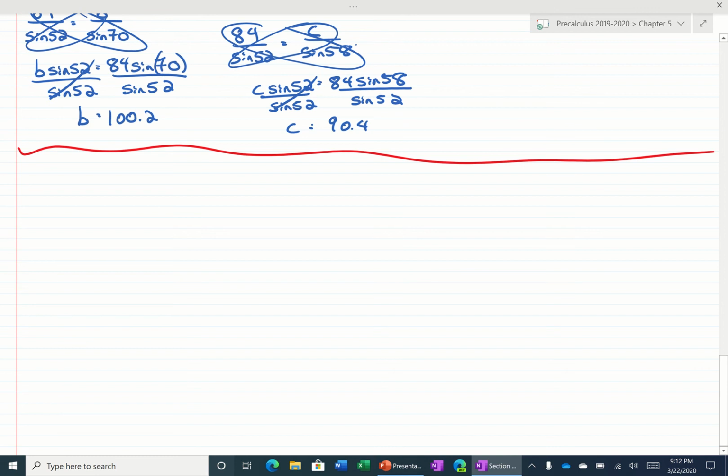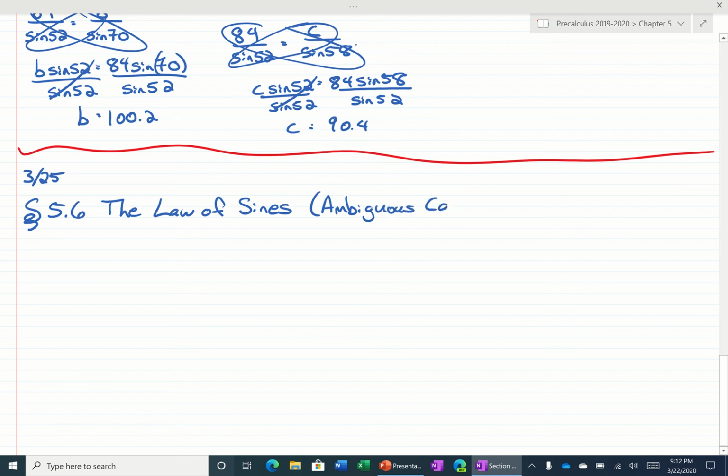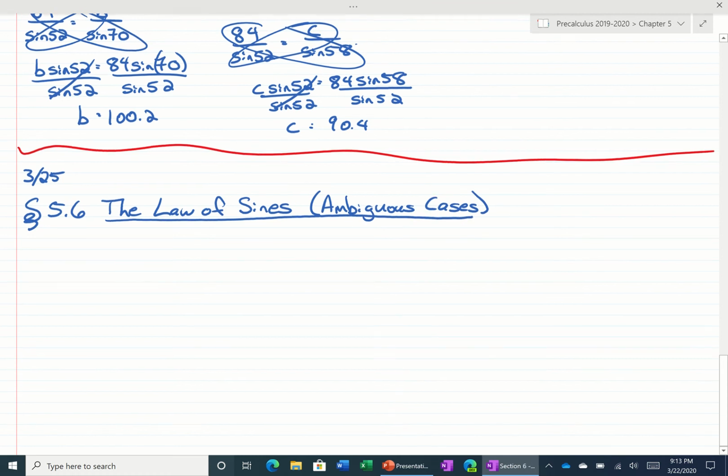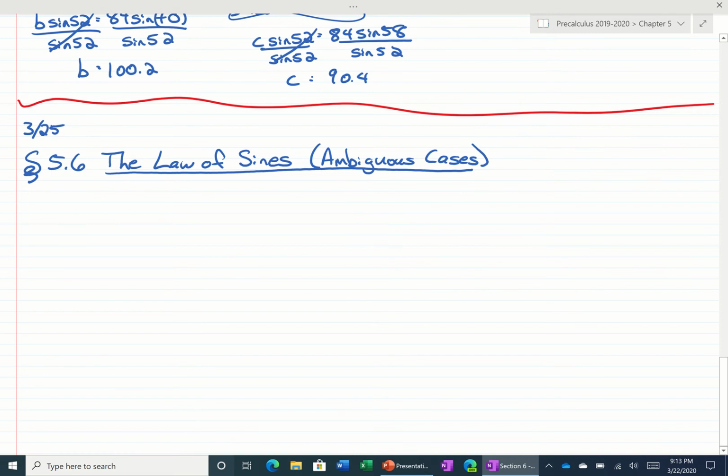Today is the 25th. We're still on section 5.6. It's called the law of signs. But today we're going to be talking about what are called ambiguous cases. We're going to spend a few days on this. We'll talk about it today, we'll talk about it tomorrow, and then we're going to continue talking about this on Monday. So don't be concerned if you don't understand it.